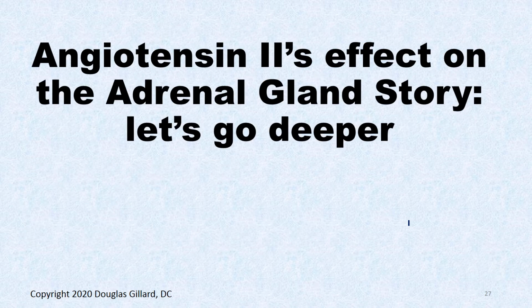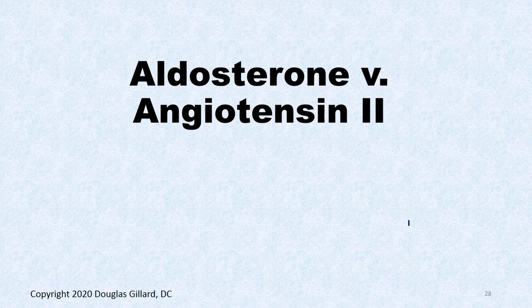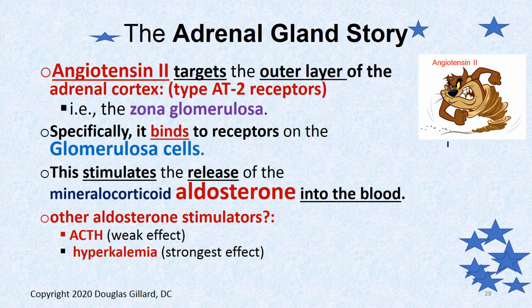What about the effect on the adrenal gland? Let's go a little deeper. Angiotensin versus aldosterone. So the adrenal gland, and we already know angiotensin II targets the outer layer of the adrenal gland, specifically angiotensin type 2 receptors. They live in the zona glomerulosa. Specifically, it binds to glomerulosa cells. We already know all this. We said this before. So it stimulates the release of aldosterone. We know that. Are there other aldosterone stimulators? Can anything else stimulate glomerulosa cells?